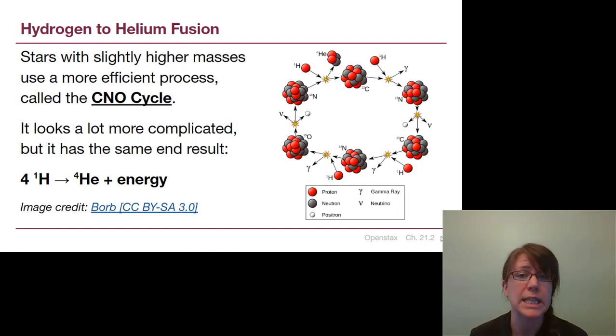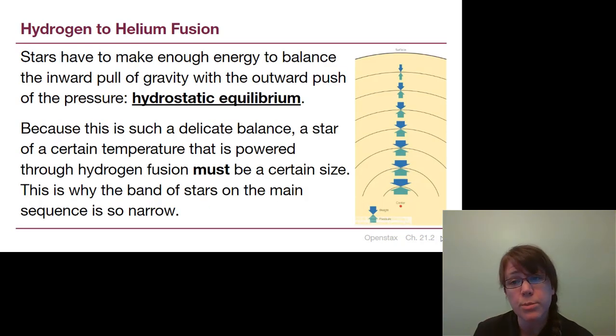Higher mass stars need this faster process because more gravity trying to crunch them down means they have to push back out with a higher pressure. We talked about the phrase hydrostatic equilibrium back in chapter 16, and this is incredibly, incredibly important for us as we move through the rest of stellar evolution. That phrase hydrostatic equilibrium, if we don't remember it, we need to write it down in our notes now.